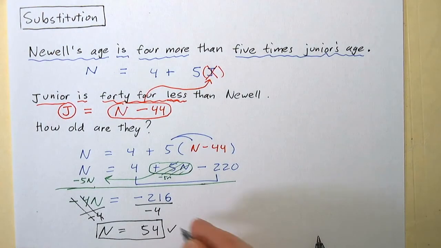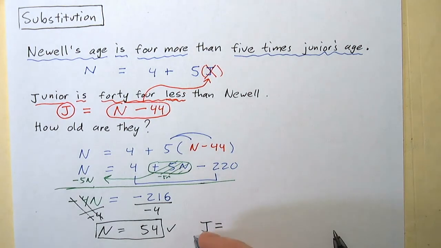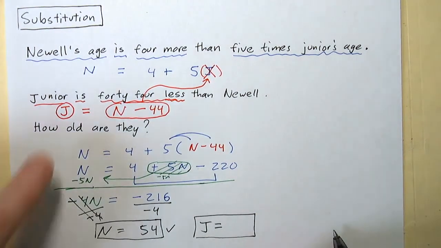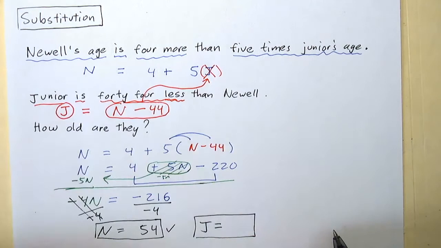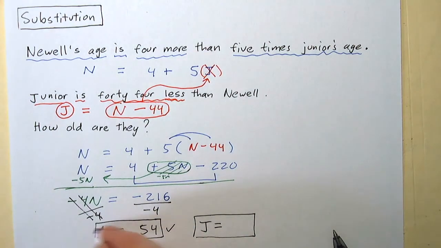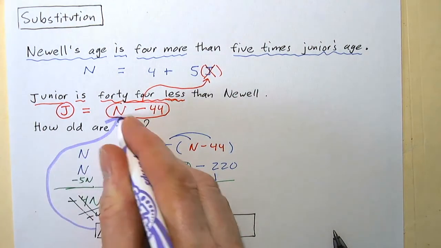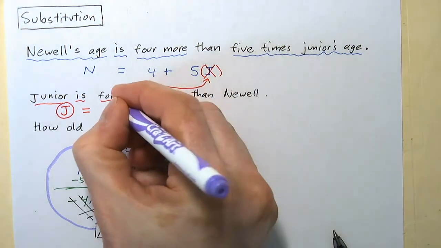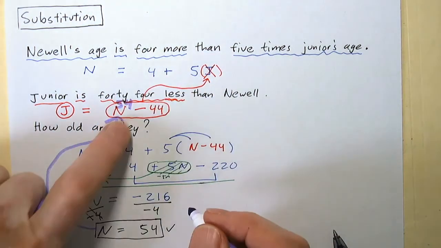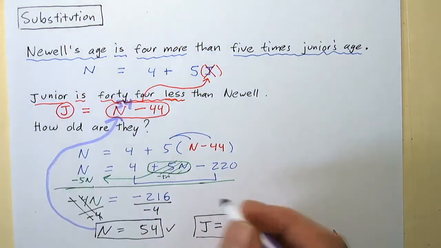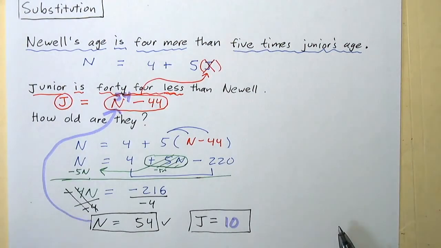Have you finished the question? You're like, yeah. Well, wait a minute. How old are they? How old is Junior? You didn't tell me how old Junior is, did you? Okay, let's go back here. Junior is N minus 44. Now that you got Newell's age, you could take Newell's age and put a 54 right in there. 54 minus 44, Junior is 10. And now you did it both.